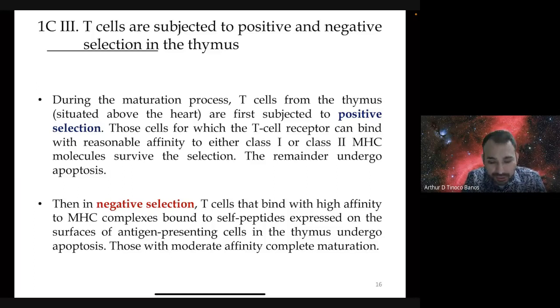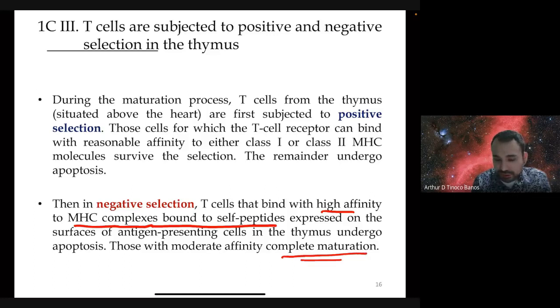Here, T cells that bind with high affinity to the MHC complexes bound to self-peptides expressed on the surfaces of antigen-presenting cells in the thymus undergo apoptosis. So those with moderate affinity will be able to complete maturation. The importance of the negative selection is to be able to minimize recognition of components of the self, and that is to avoid a process that is known as autoimmunity.